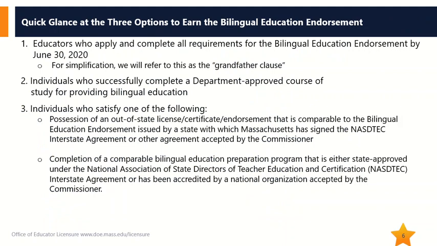There are currently 3 viable options to earn the bilingual education endorsement. One for educators who apply and complete all requirements by June the 30th of 2020, aka the grandfather clause. Another for individuals who successfully complete a department-approved course of study for providing bilingual education. In addition, individuals who either possess an out-of-state credential that is comparable to the Massachusetts Bilingual Education Endorsement or complete a comparable bilingual education preparation program accepted by the Commissioner may qualify for the endorsement.